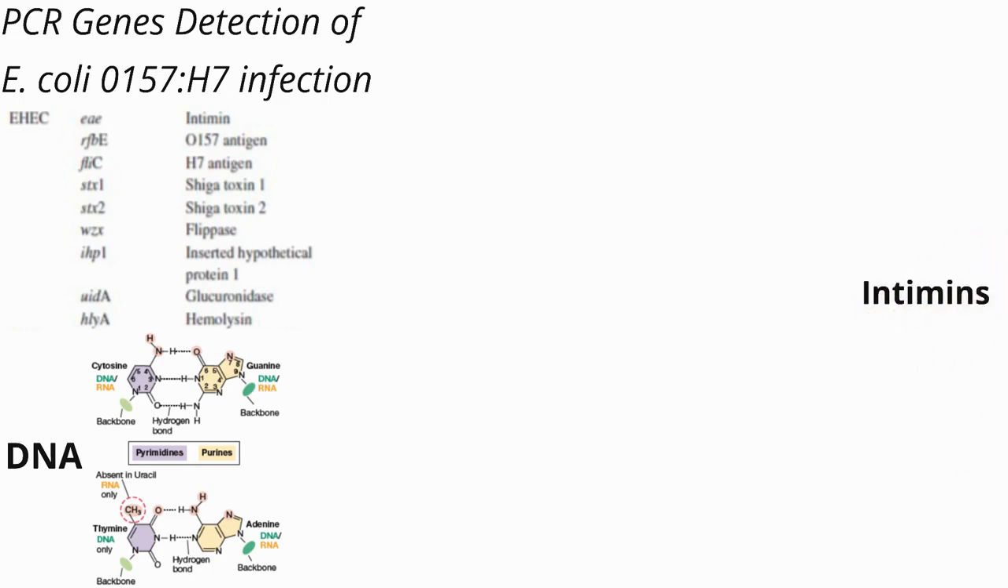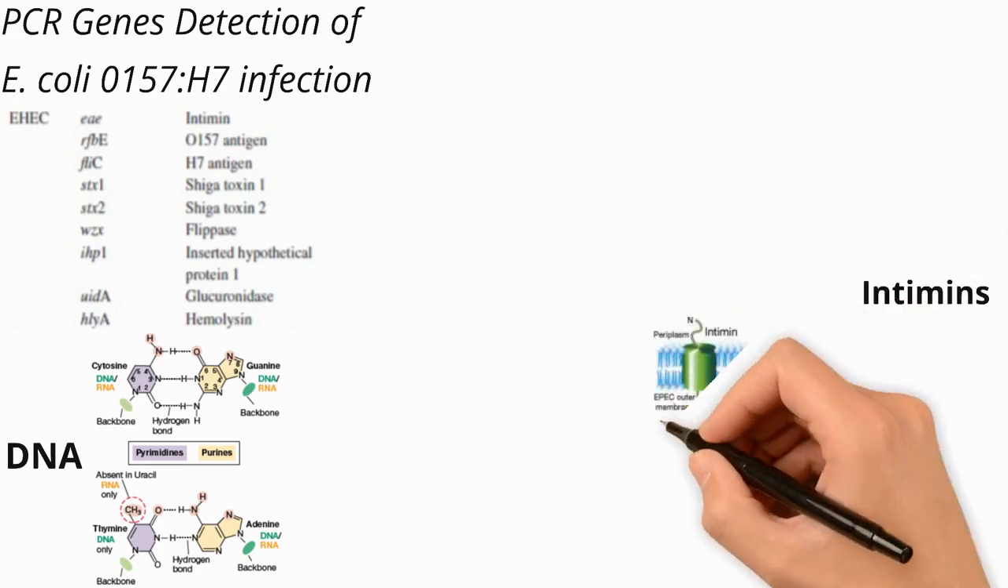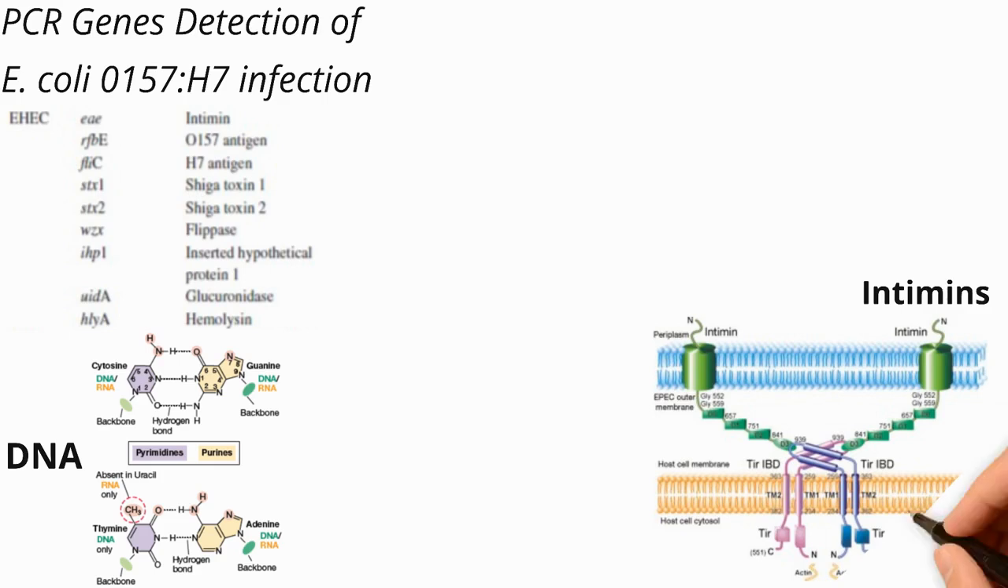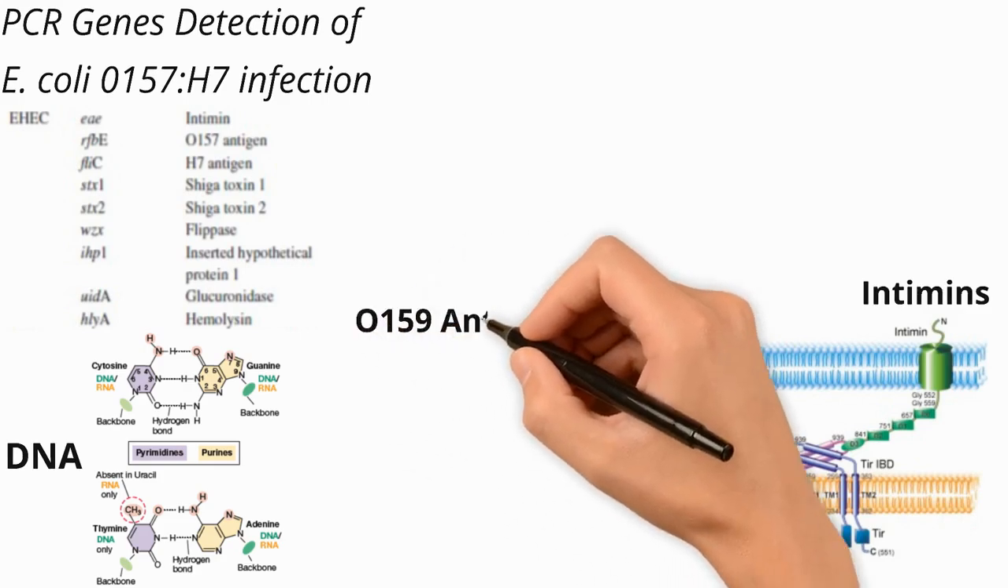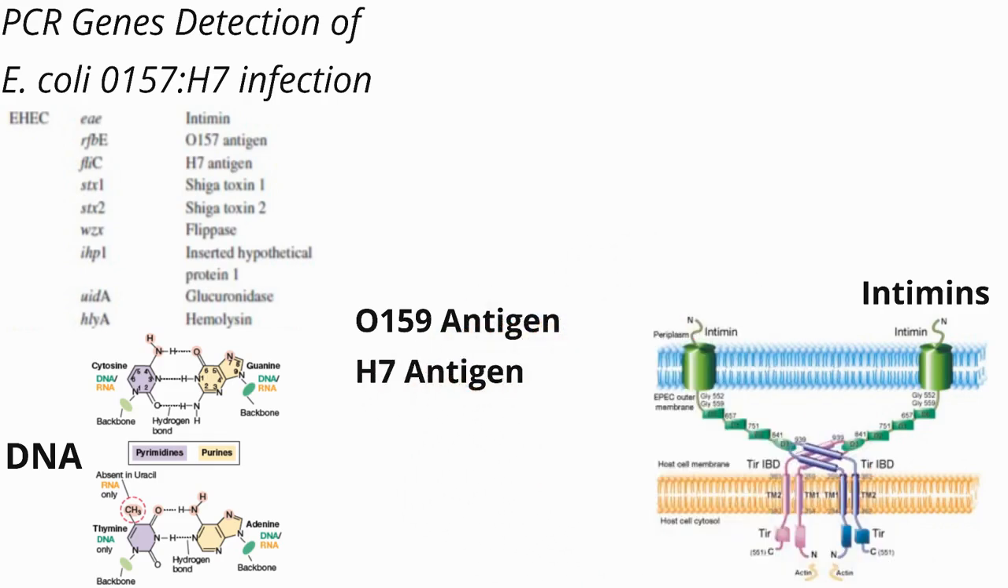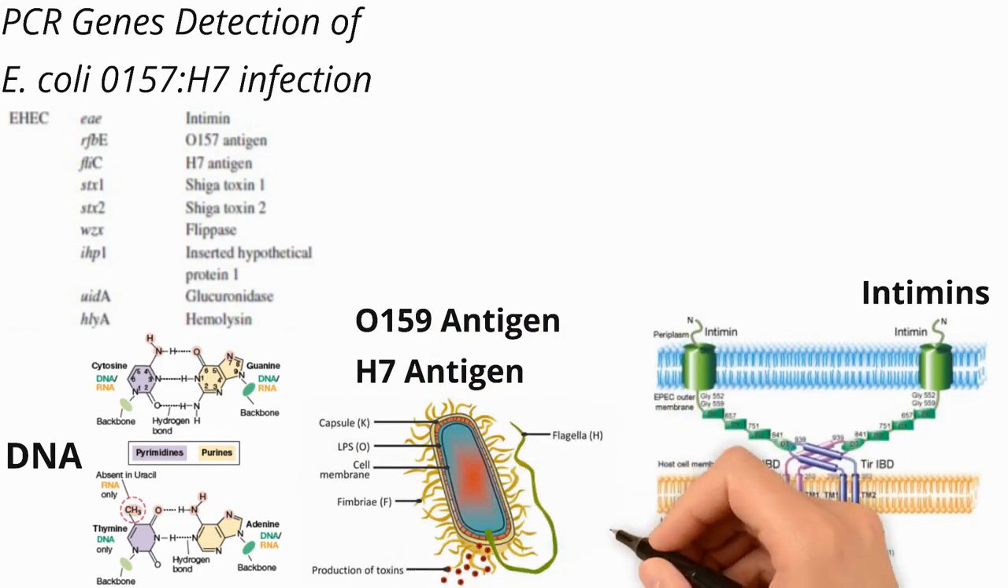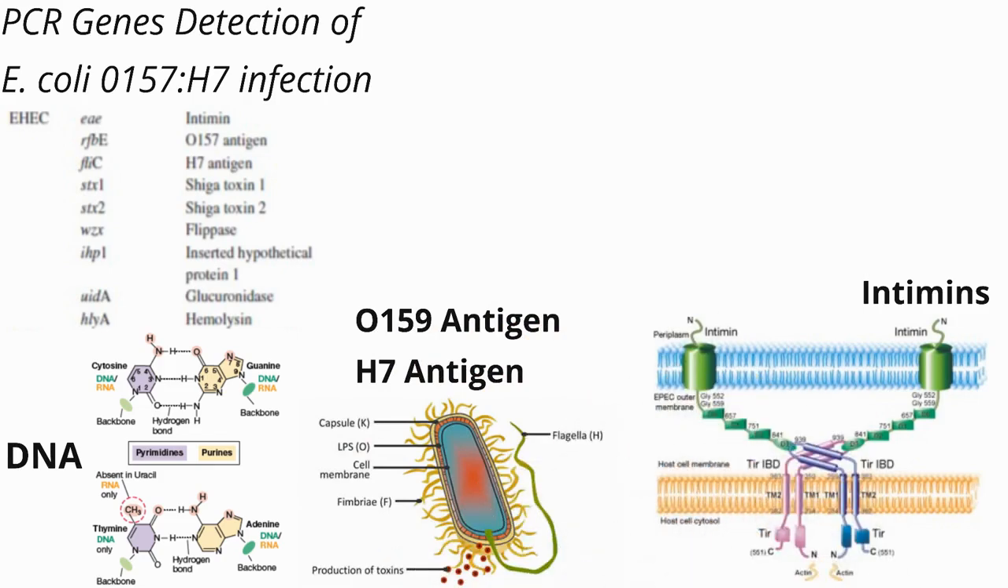It has an intimin-Tir adherence system that promotes intimate attachment and colonization of intestinal epithelial cells following initial fimbrial adherence. Intimin is a protein anchored in the outer membrane and peptidoglycan, and Tir is delivered into the host cell cytoplasm through the type 3 secretion system. The O antigen composes the outer polysaccharide chain linked to the core polysaccharide of the bacterial cell wall, and the H antigens are located on the flagella.